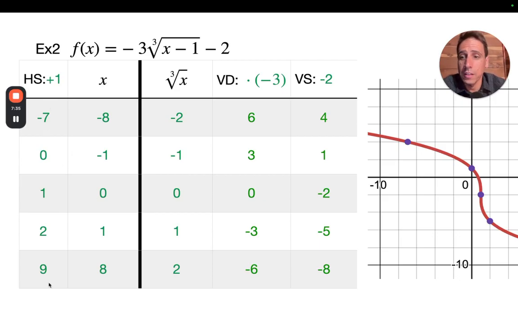You can double check. Let's take 9. If 9 is the input, what's the output? So put 9 in here. 9 minus 1 is 8. Cube root of 8 is 2. Then 2 times negative 3 is negative 6. And negative 6 minus 2 is negative 8. You run it through. The input is 9. The output is negative 8. So we did it correctly. It's a great way to check.